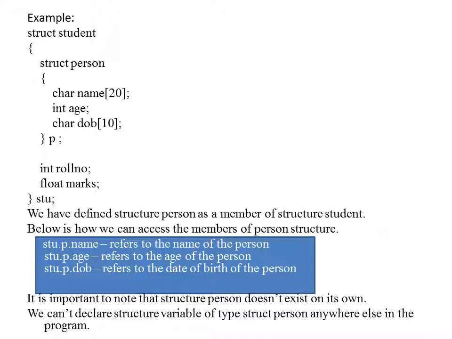Firstly I will type stu dot. Directly I can use stu dot roll number, stu dot marks, but I can't use directly stu dot name, stu dot age, stu dot DOB because those belong to struct person, and the method to reach those members is through variable p. So I am writing stu dot p dot name, stu dot p dot age, stu dot p dot DOB.